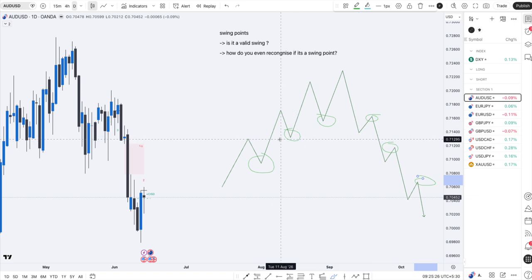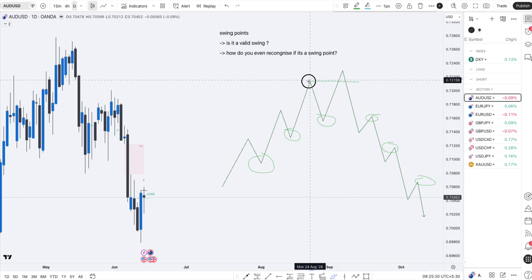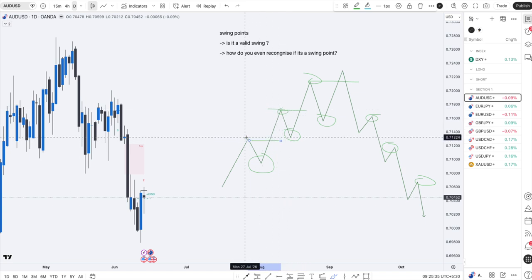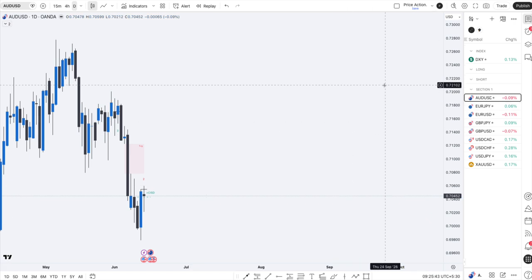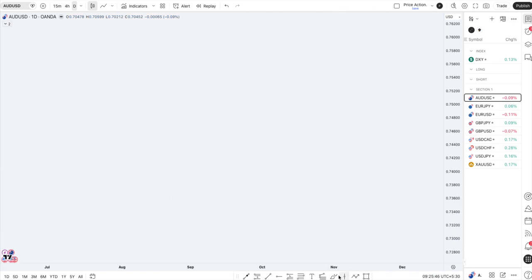And how do I trade off valid swings? Is this a valid swing? Is this a valid swing? How about this? So let's start by types of swing points.